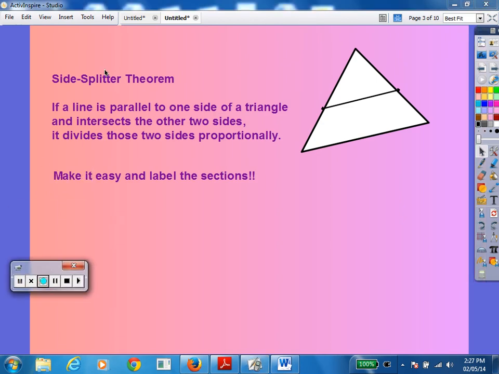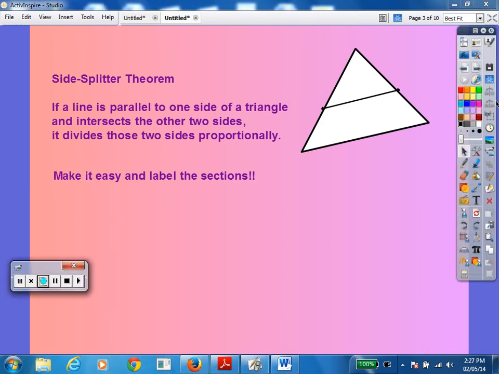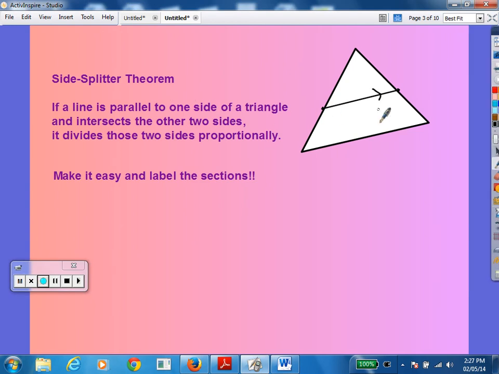This is your side splitter theorem. Basically what it says is if a line is parallel to one side of a triangle, so like this line here, and it splits the other two sides, it divides them proportionally. So this line is your side splitter. It split this side and it split this side.